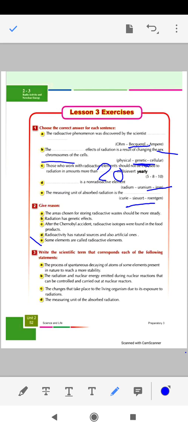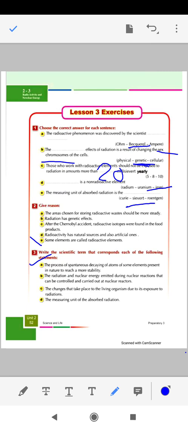طيب right scientific term. E. The process of spontaneous decaying of atom of some element هتبقى natural radioactivity. تمام. أو radioactivity phenomena. مهم قوي برضو السؤال ده. طيب B. The radiation of nuclear energy emitted during the nuclear reaction that can be controlled and carried out at nuclear reactor. Artificial radiation.